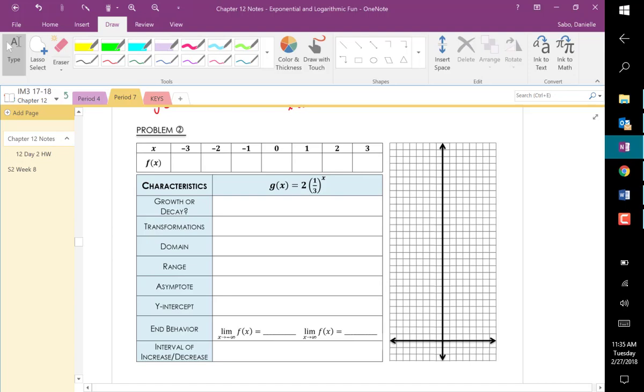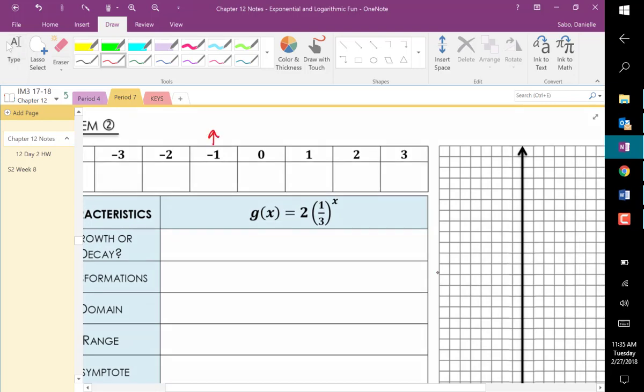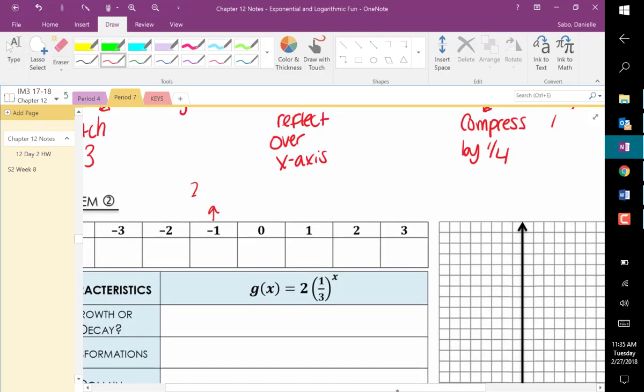But right now I'm going to push you to do it in your head because that's just what I do. So here, let's put it in our head. I have 2 times 1/3 to the -1 power. All I did was plug in the -1. That's all I did, right here. Plugged it in. Let's take it piece by piece.